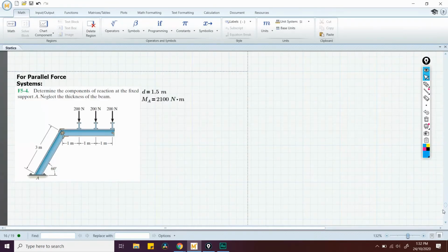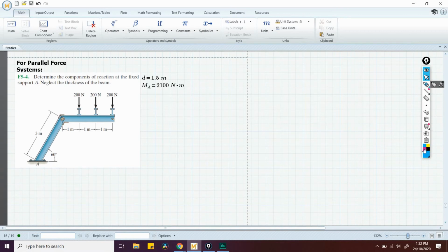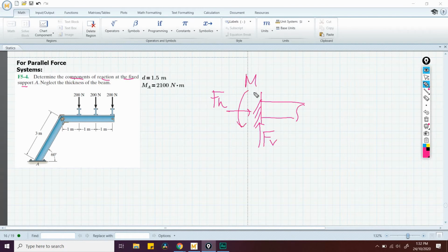Next, okay, for parallel force systems naman tayo. So we have here our beam, and ang kailangan natin ay i-determine yung components of reaction at the fixed support. Let us recall, 'di ba, ang ating fixed support ay merong tatlong reaction. So meron tayong force vertical, meron tayong force horizontal, and we have our moment. So tatlo nga hanapin natin ngayon. Okay, so gawin na natin.